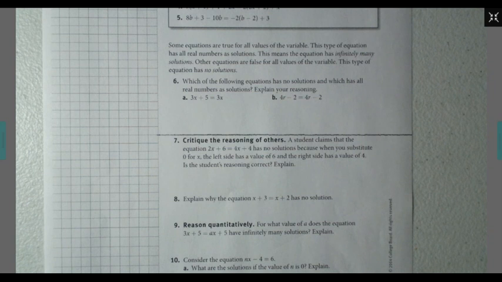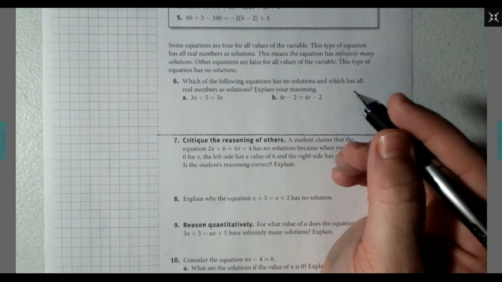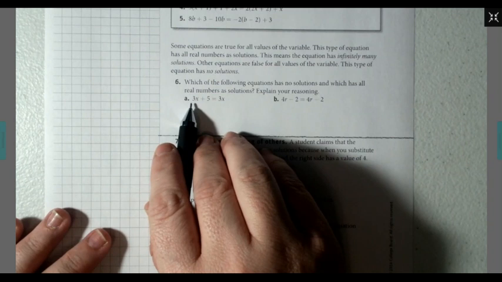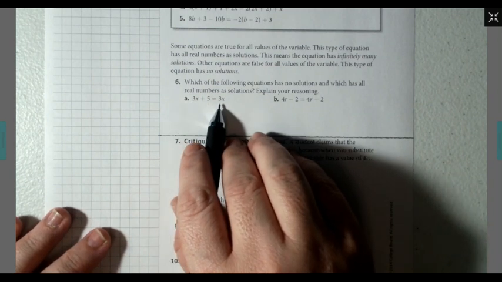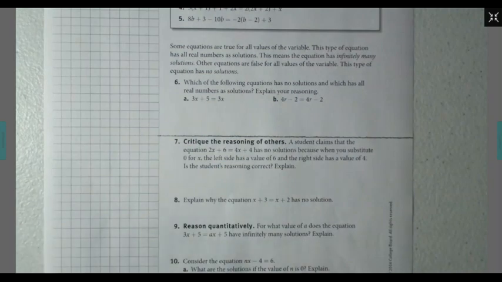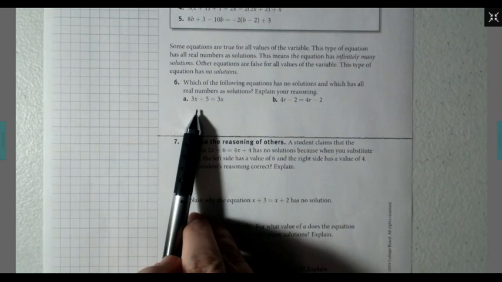Which of the following equations has no solutions and which has all real numbers as solutions? And explain your reasoning. So here, if we take question number 6 and we look at 6a, we have the equation 3x plus 5 equals 3x. So it's telling me that one of these equations is no solution, while the other is all real numbers. So my question to us is, what number can I plug into this equation to make this statement true?